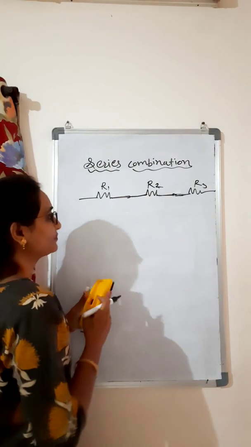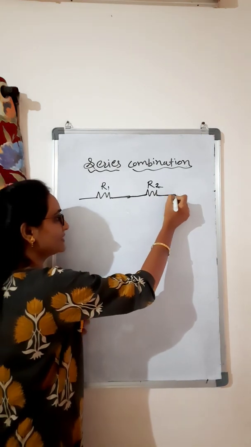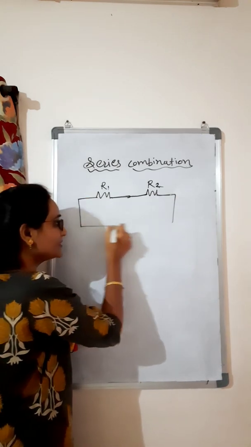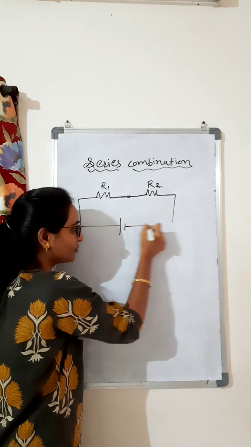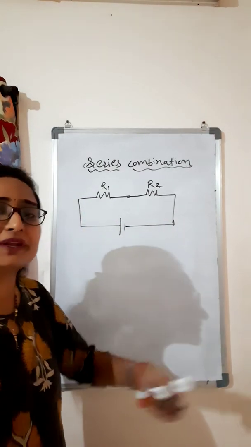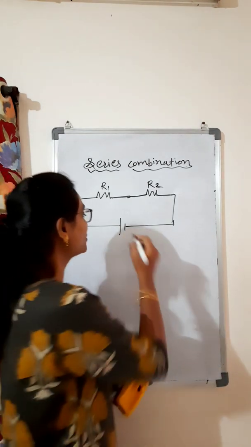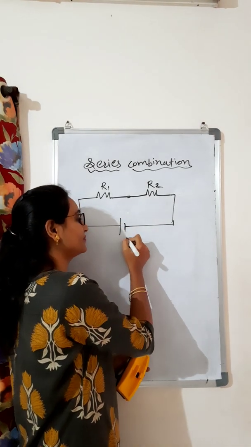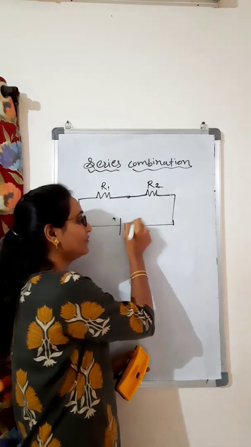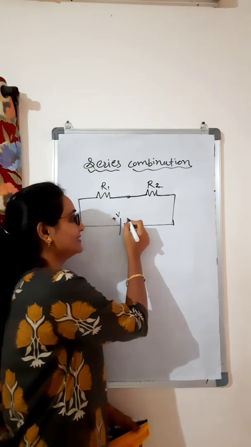Now suppose we have a cell. I connect it here. I say cell because I connected only one. If a combination of 2 or more cells is there, we call it a battery. Suppose this is the positive terminal of the cell and this is the negative, you know that. Suppose this is at potential V and this is at 0.